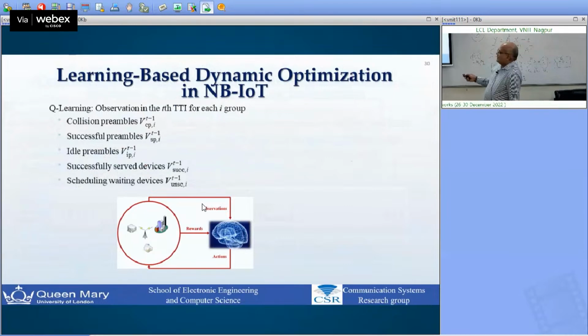How many devices failed and are waiting? So we are going to have a backlog, because failures accumulate from previous times. Here we have how many devices are waiting. All these are going to be observed at the end of each transmission time interval. So these are the observations that we are going to make.